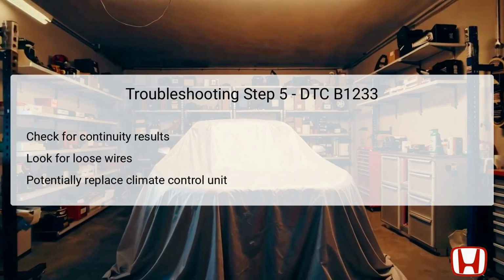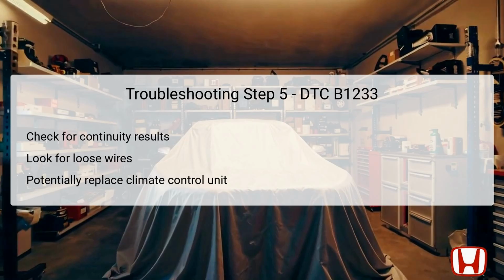At this stage, once continuity has been checked, evaluate the test results to determine whether continuity exists between the connections. If continuity is present, it suggests that the wiring and connections between the climate control unit and driver's air mix control motor are functioning as expected. However, if any issues are detected, it would be wise to inspect all wiring for loose connections or potential damage.